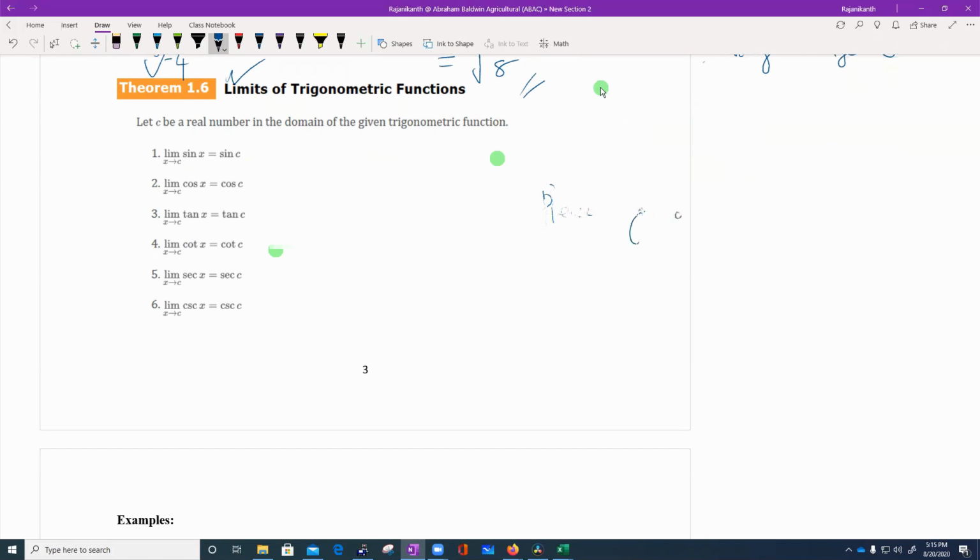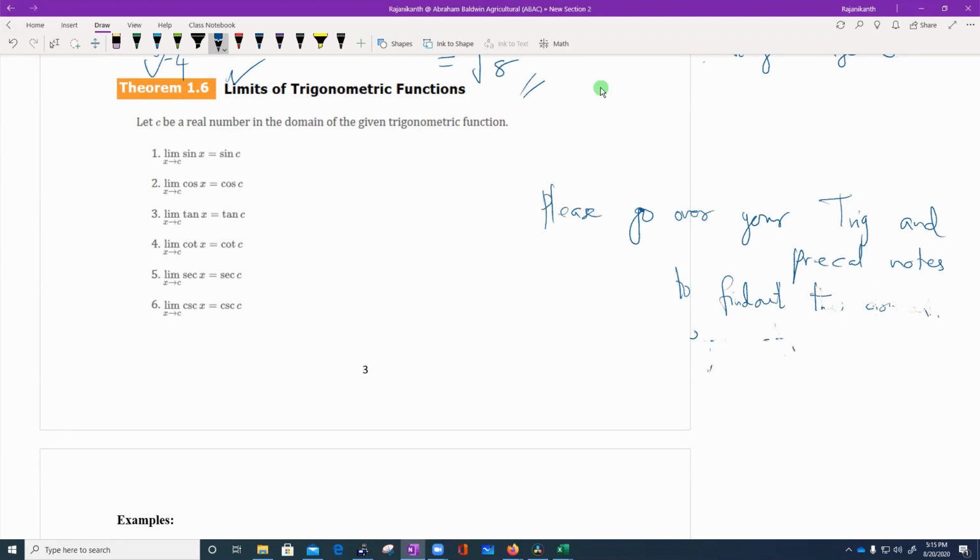Okay, please go over your trig and maybe pre-cal notes to find out the domain of a trigonometric function. So your c should be the limit value; x should approach a point which is in the domain of your corresponding trig function, right?